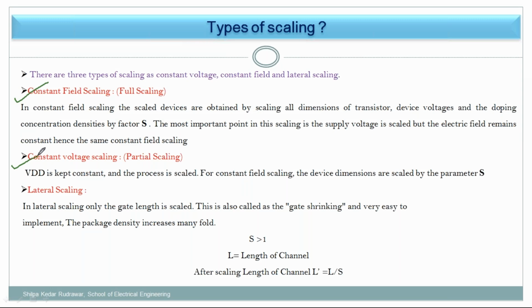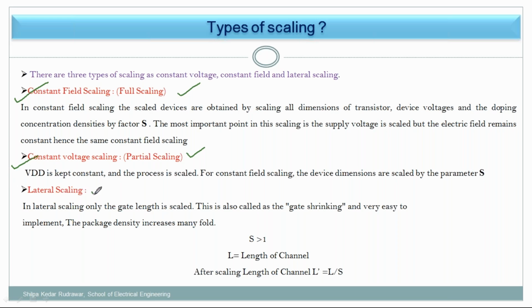Now you are able to see everything looking the same because it is a field over here, and here it is the voltage. But both are totally different. You need to remember this as different and this as different. And this is the lateral scaling. So there are three types of scaling. The first is constant field scaling, the second is constant voltage scaling, and the third is lateral scaling.